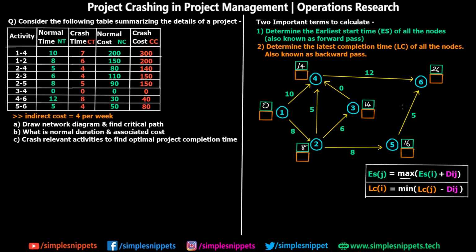Let's first calculate LC of I for 5. When you're going in the back direction, the last node that we calculated, the LC value is always going to be equal to the ES value. So this is going to be 26.